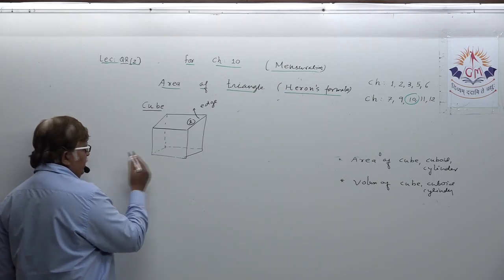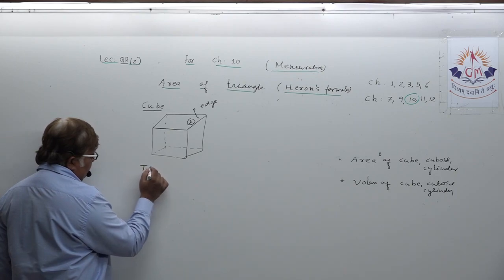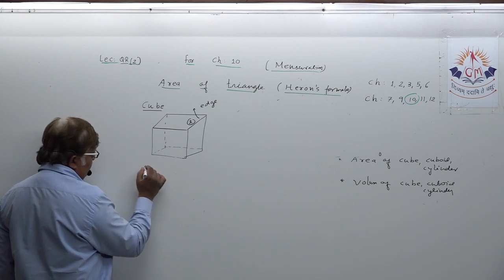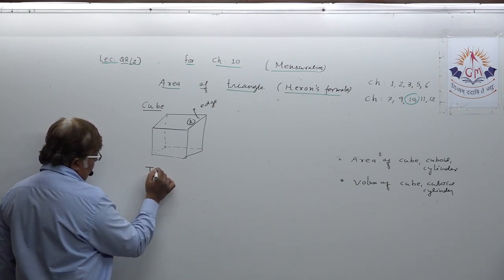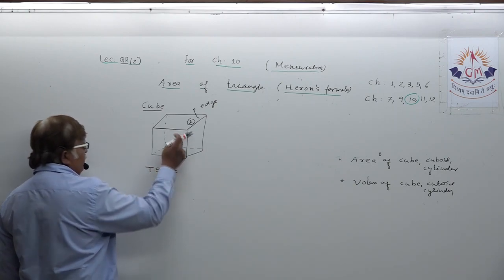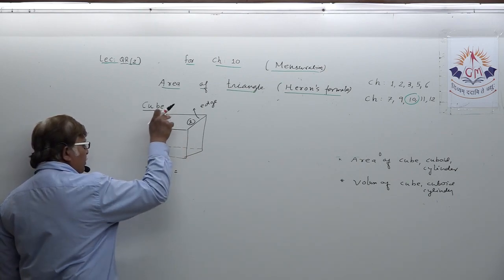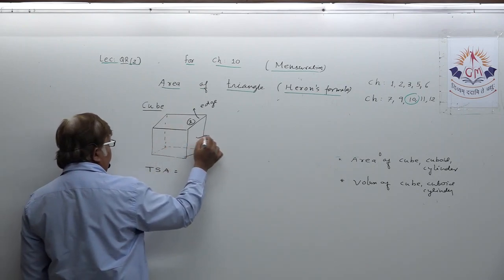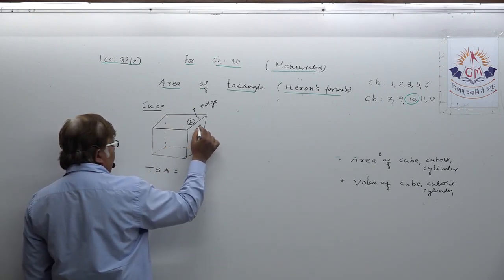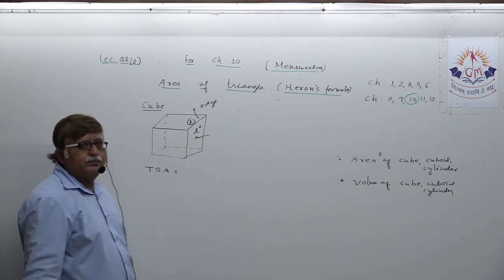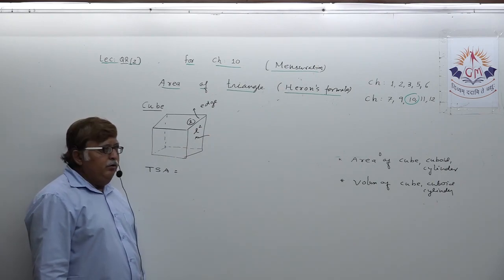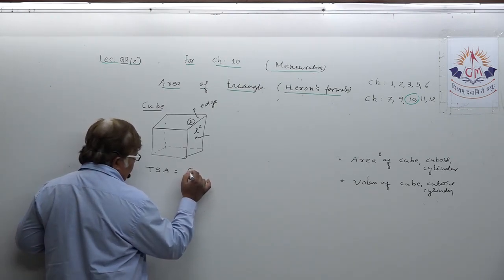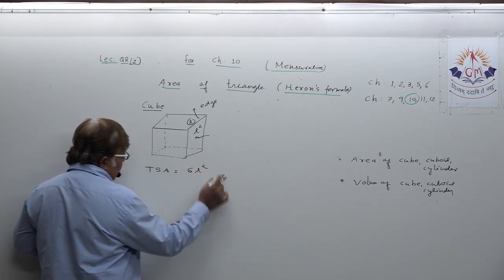The first, dear student, total surface area. I am just writing short form, which you cannot write in exam for sure. Total surface area. That means front, back, two sides, top and bottom. Every face of the cube is a square which has area L square. And cube, as you all know, has 6 faces. So you can write the total surface area as 6L square. Sufficient.